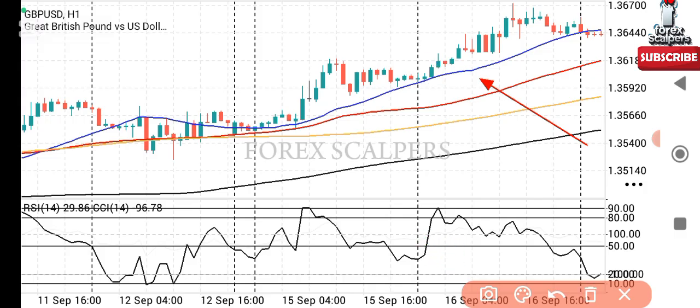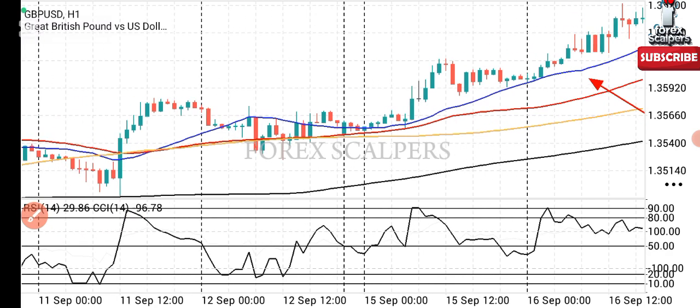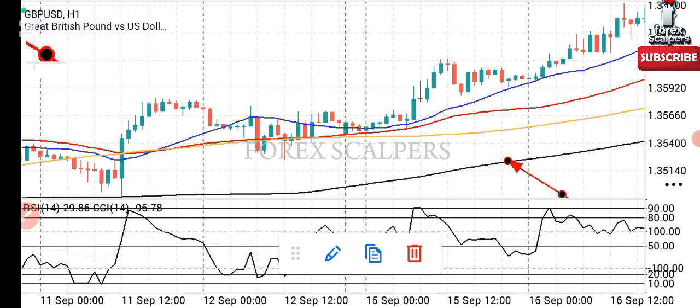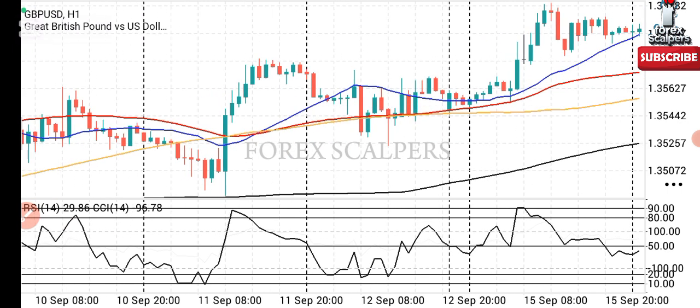You don't need any stress. All you need to do is use your 200, which is the black moving average, to determine the trend of the market, which is this, and then after that you wait for any pullback and you get your candlestick confirmation.